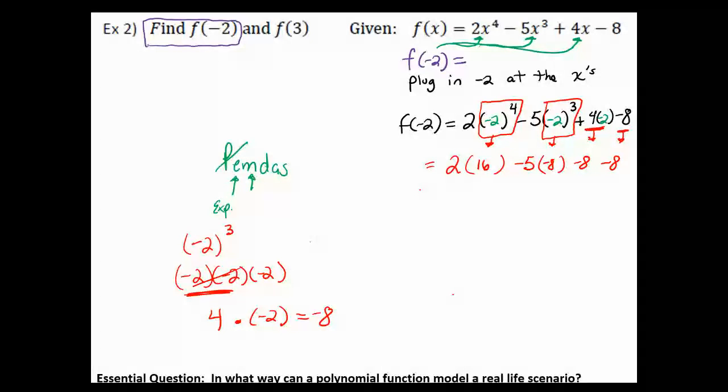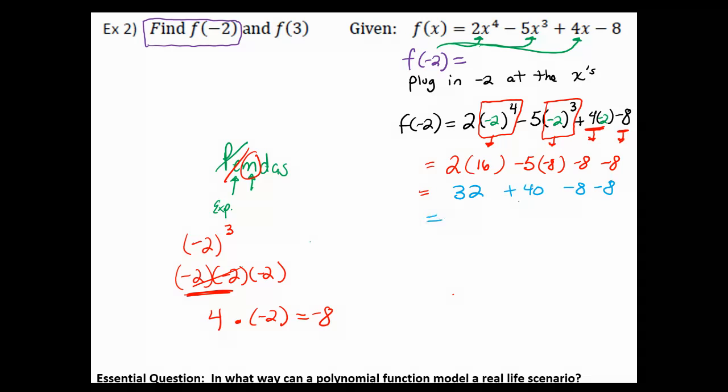Okay, let's do our math. Left to right, follow the rules. The next thing, we're done with exponents, so you need to do the multiplies. So 2 times 16, let me change colors real quick, okay? 2 times 16 is 32. Negative 5 times negative 8 is positive 40. Bring down minus 8, bring down minus 8. Always work from the left to the right.